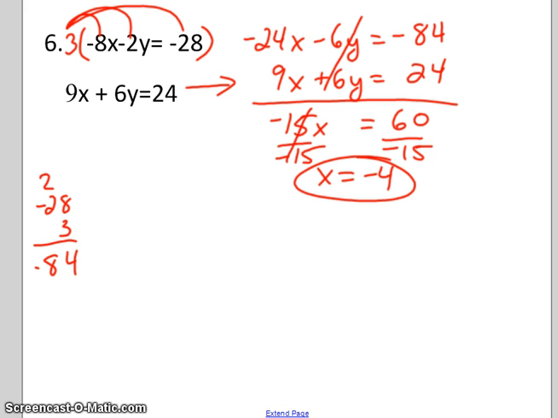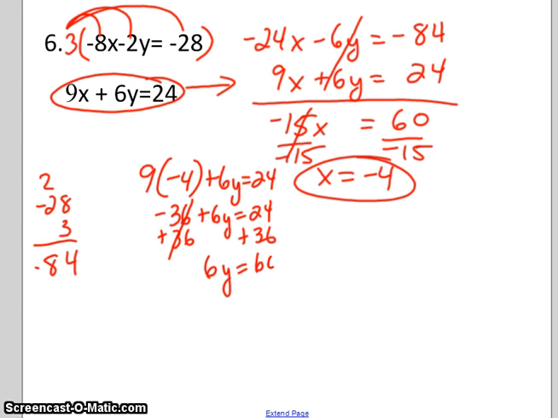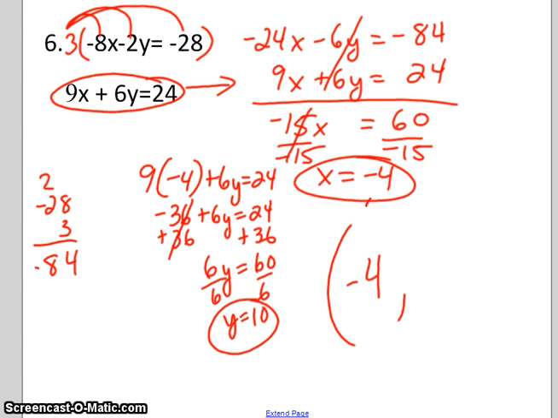Plug it into one of the equations, either one. Let's choose this one this time. 9 times negative 4 plus 6y equals 24. Negative 36 plus 6y equals 24. Plus 36, plus 36. 6y equals 60. Y equals 10. And therefore my answer is negative 4, that's what we got for x, comma 10.